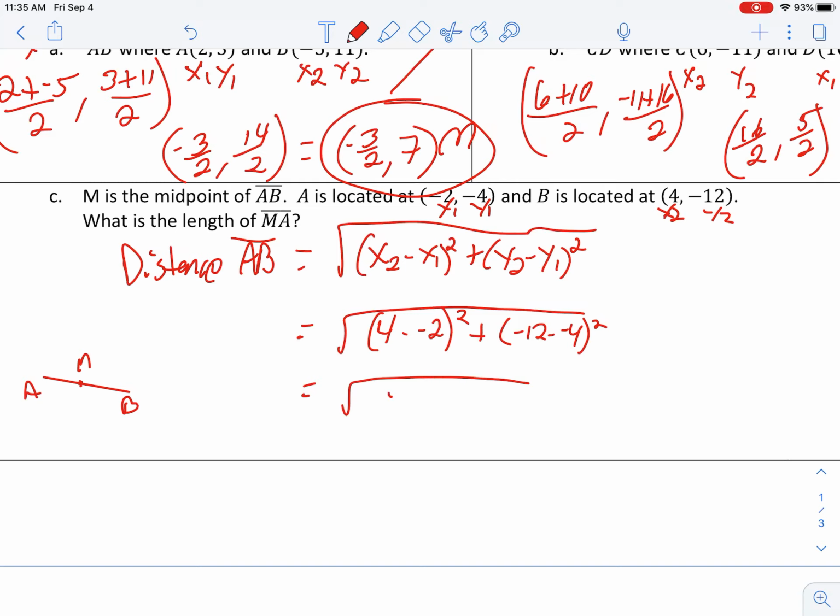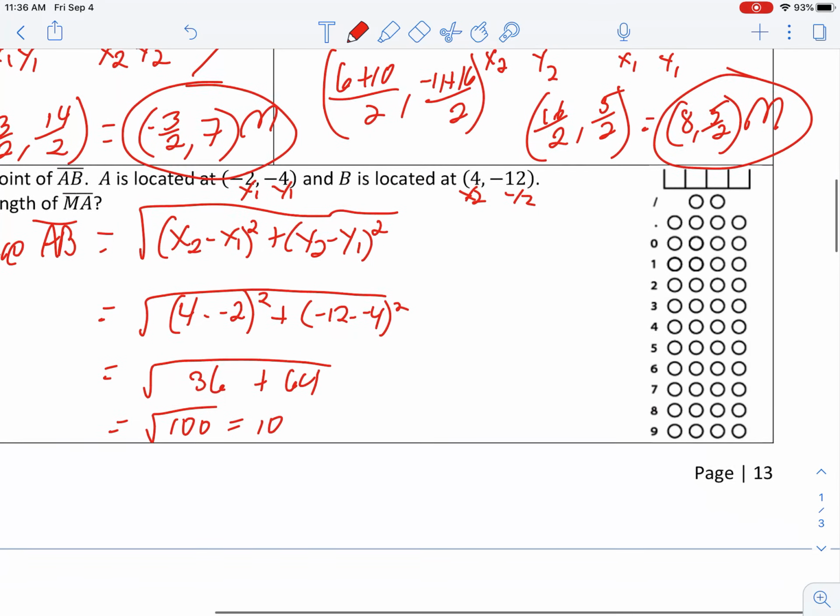Okay, 4 plus 2 is 6. 6 squared is 36. -12 plus 4 is -8. And -8 squared is always a positive 64. On this line for the distance formula, you should always be getting a positive. 100, and the square root of 100 is 10.